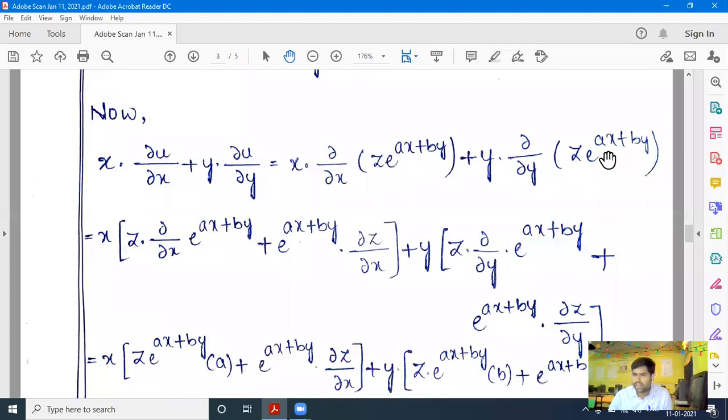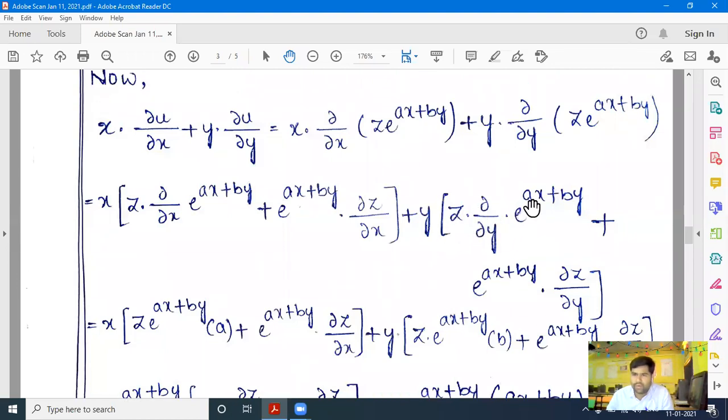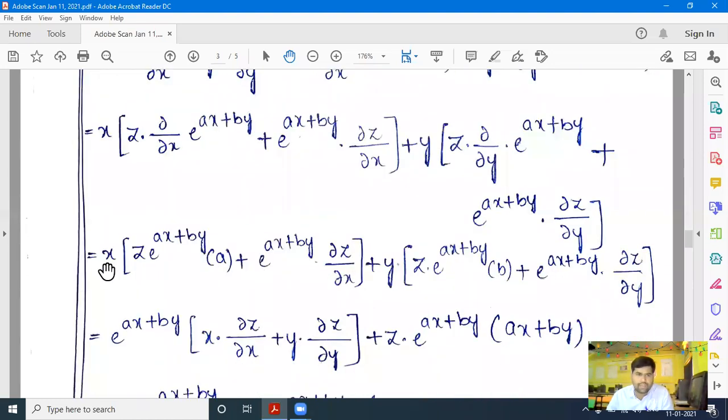Plus y into, again for this one, y into z. Here also z contains y terms, and in e power ax plus by also y is there. So again here also you have to apply the uv formula. So y into z into dou by dou y of e power ax plus by plus, that is u into v dash plus v into u dash. So that is equal to x into z into e power ax plus by. Differentiation of e power of ax plus by with respect to x: e power of x only, so that is e power of ax plus by. Again for this one too.